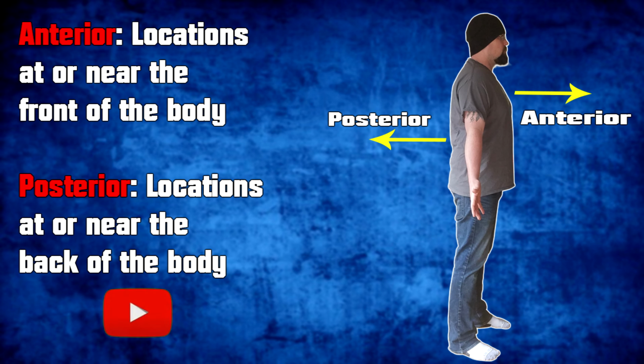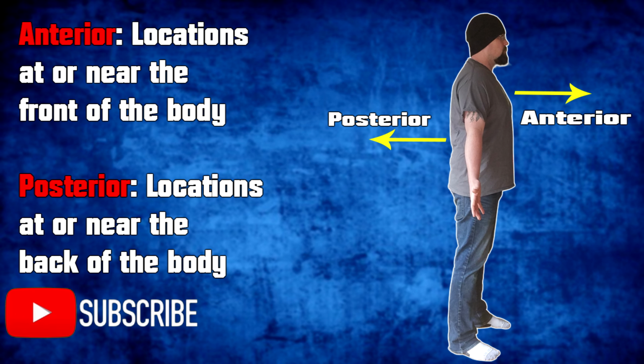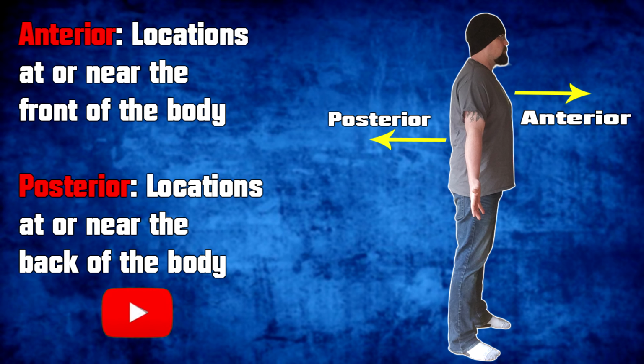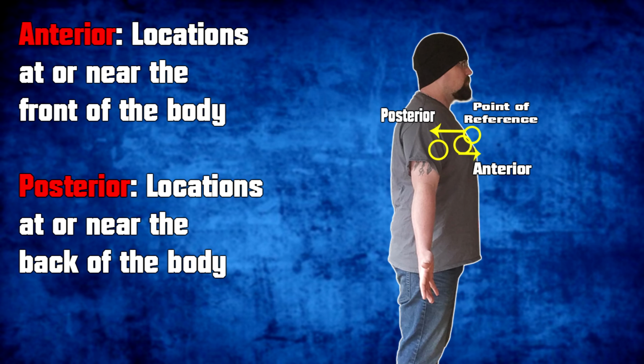The next pair of directional terms are anterior and posterior. Anterior is referring to locations at or near the front of the body, whereas posterior refers to locations at or near the back of the body. For example, using the sternum as a point of reference, we can say that the sternum is anterior to the heart and the lungs are posterior to the sternum.